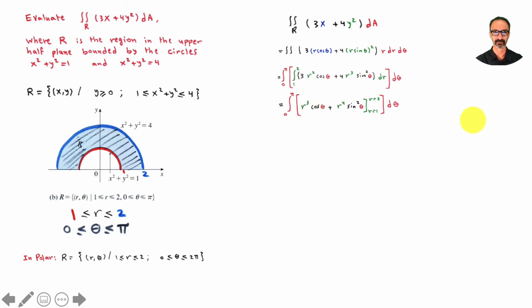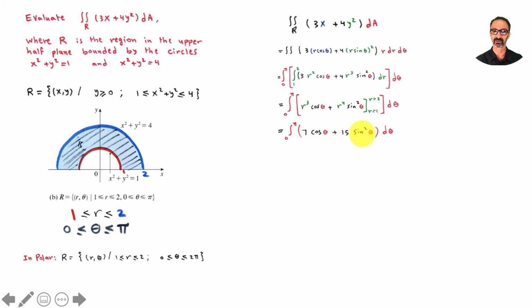Working inside, with respect to r, this will act like a constant to me, which is not too hard to integrate. R to the third over 3, 3 cancels. R to the fourth over 4, 4 cancels. And those stay. Plug in 2 for r's, plug in 1, simple math. I get 7 cosine plus 15 sine square. Now I'm in d theta, no more r's.